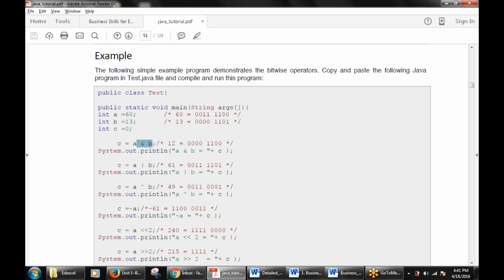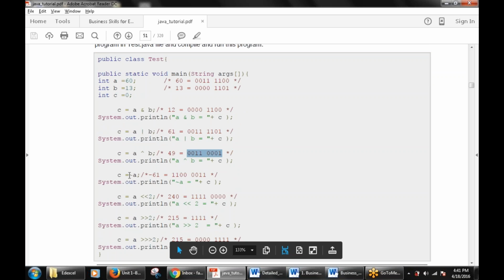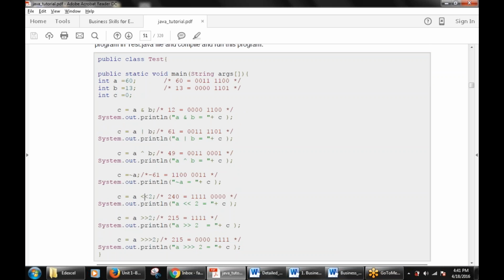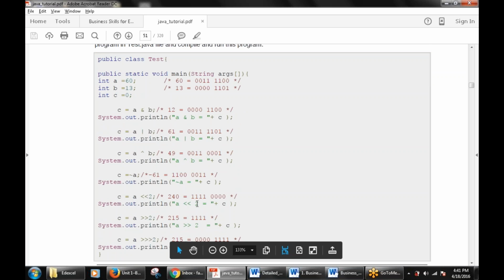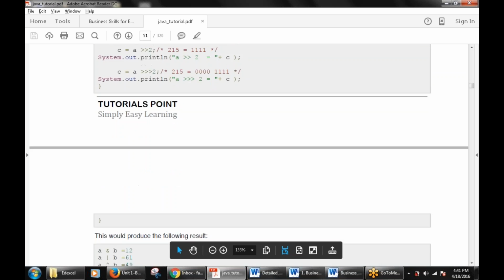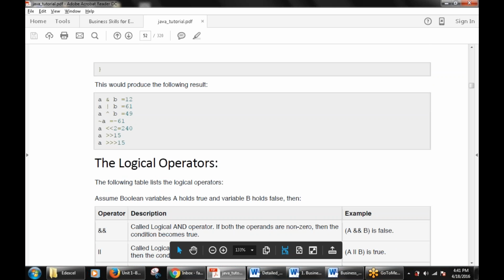This is A and B, that is performing the AND operation among these. Then A or B, performing the OR operation among these. Then A XOR B, performing the XOR operation among A and B. The negation of A, then A is left or right shifted by 2. So these are the various outputs of the result, that is the bitwise operators.